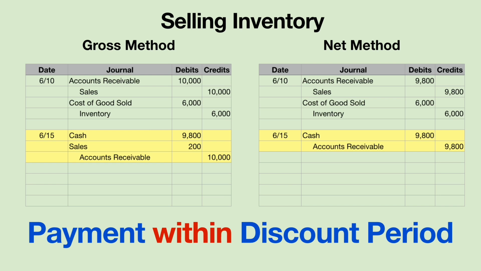Now, in the net method, it's real easy. You just debit cash for $9,800, and that's the amount of cash you were anticipating. We credit accounts receivable for $9,800, and that account is settled to zero balance.